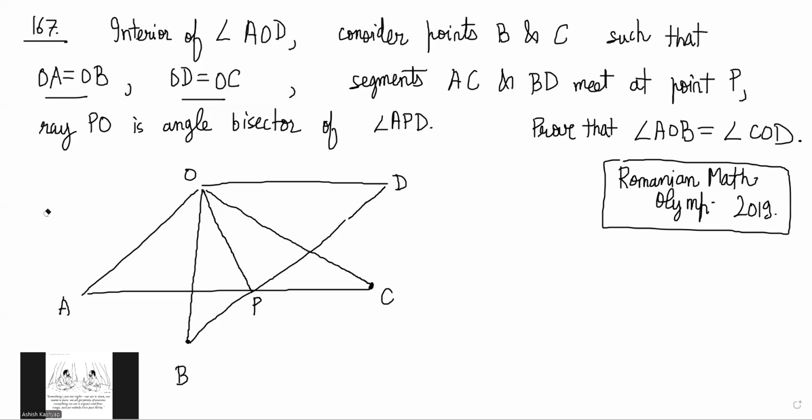Now, we have to prove that AOB is equal to COD. P is the angle bisector. Ray OP is the angle bisector of angle APD.